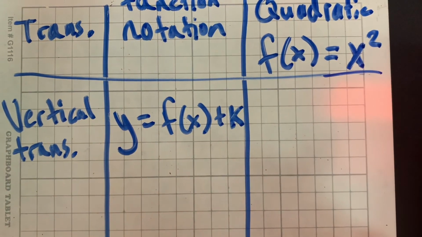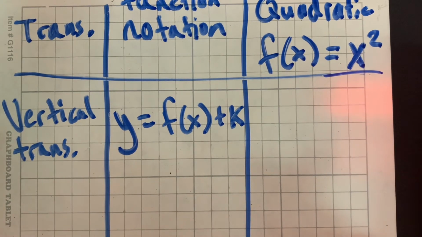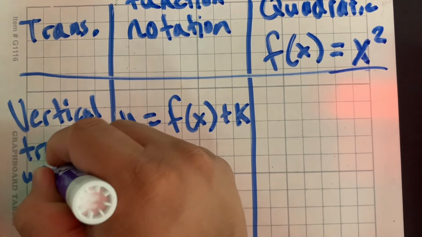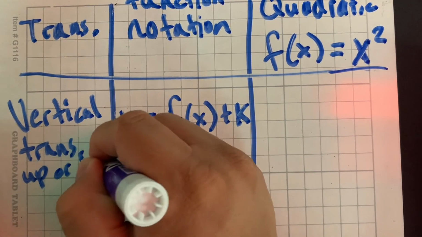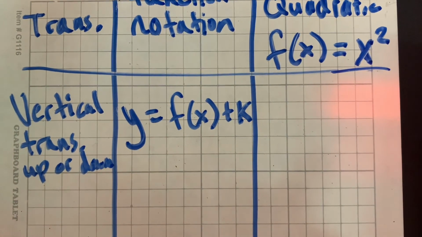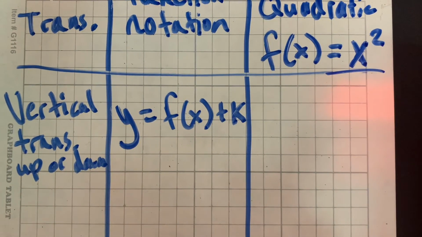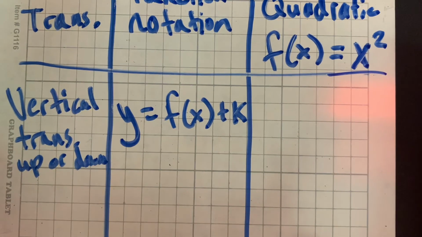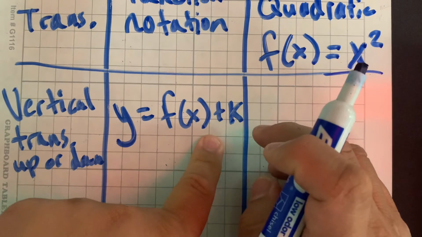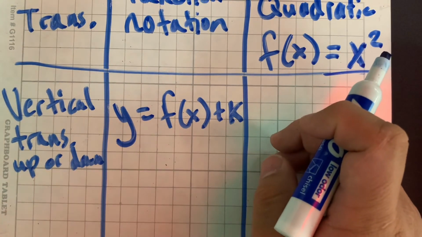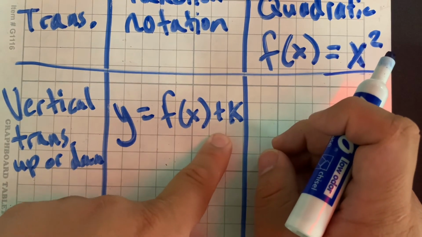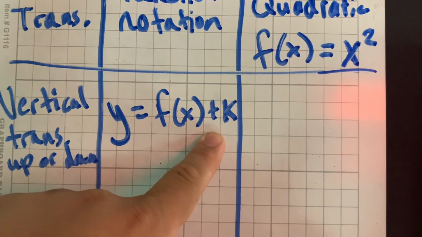plus k. Again, a vertical translation means we're going to be going up or down. Again, going up or down is going to affect my y values. That's why the plus k is on the outside, because anything that's going to affect my x values is going to go where my x is at. Because it's on the outside, it's going to affect my y values.